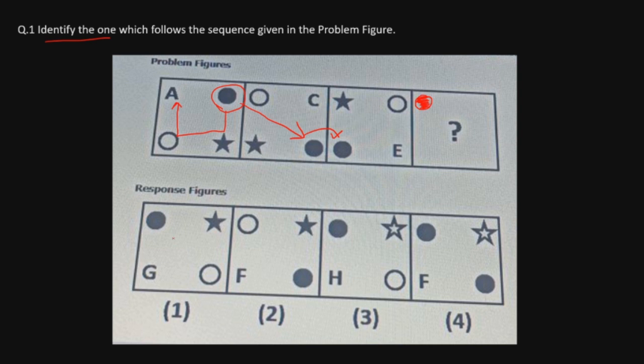Looking at the options given below, option 1 can be correct, option 2 is wrong because there is a hollow circle over there, option 3 can also be correct, and option 4 can also be, but in option 4 you can see there are two black circles. In our problem figure there are no two black circles, so option 4 is eliminated. Now the fight is between option 1 and option 3. In option 1 there is a dark star, and in option 3 there is a hollow star. But in the problem figure there are no hollow stars, all are dark filled stars. So option 3 is also eliminated. Options 3, 4 and 2 are eliminated, and option 1 is the correct one.